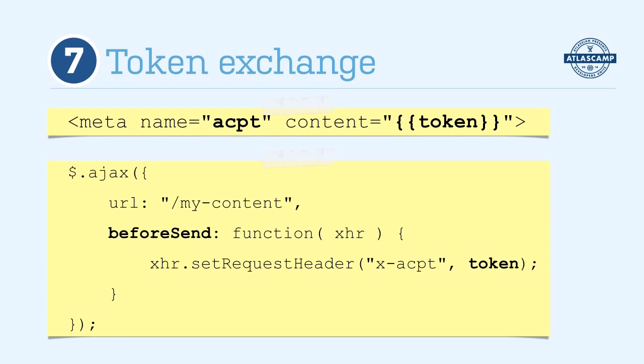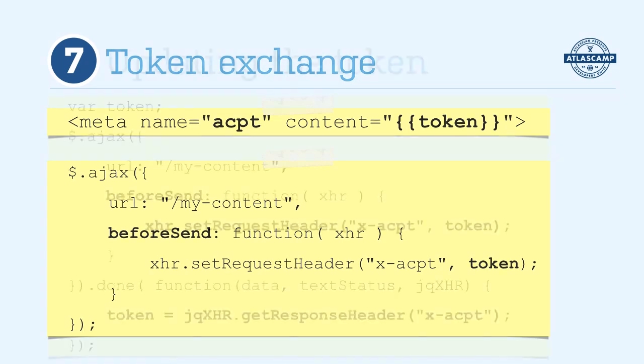So here's a quick example. This is taken from the Atlassian Connect Express framework. You can see that the token in the top example is a handlebars variable in a template, and the bottom piece is just a standard jQuery AJAX call. But you'll notice that there is beforeSend. Now, in our case, we've set the token to a variable called token, and we're using the X-Accept header to add this to the outbound request.